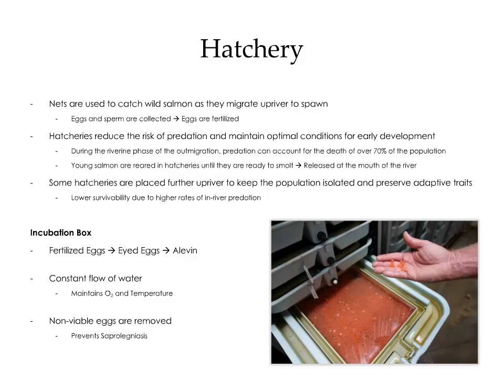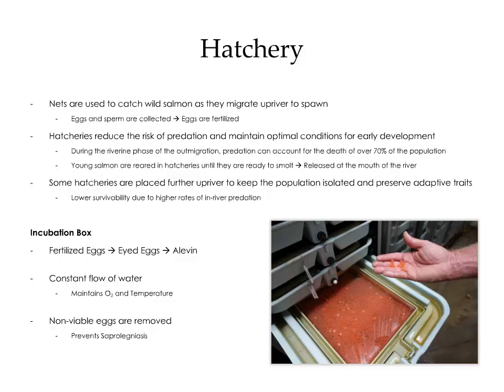For wild hatcheries, nets are used to catch wild salmon as they migrate upriver to spawn. The eggs and sperm are collected, and the eggs are fertilized. Hatcheries reduce the risk of predation and maintain optimal conditions for early development. During the riverine phase of the outmigration, predation can account for the death of over 70% of the population.